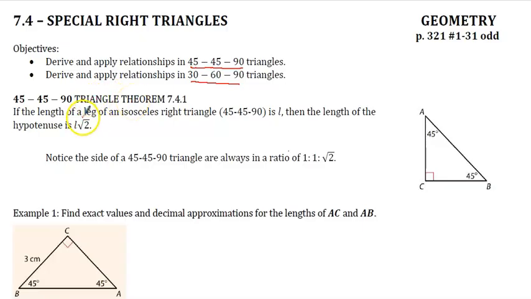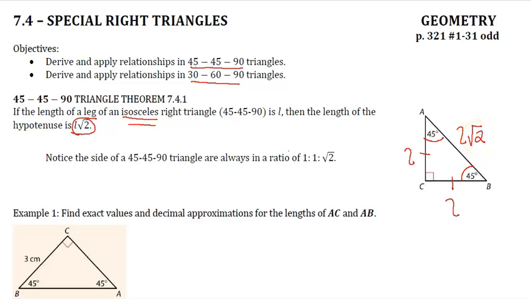It says if the length of a leg of an isosceles right triangle is L, so we look here, this is isosceles because both of these angles are 45, which means both of these legs are congruent. If the length of the leg is L, so they're both L, then the length of the hypotenuse is L times the square root of 2. Which may not seem helpful right now, but if you knew L was 3, then this would be 3 times the square root of 2.